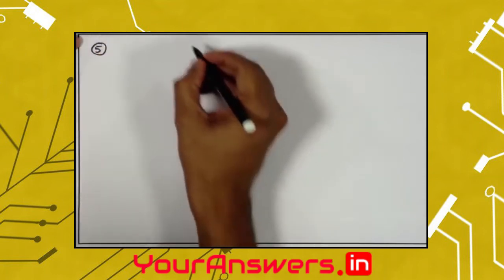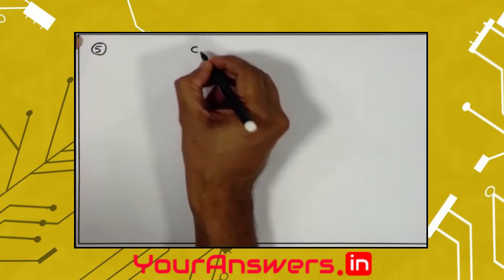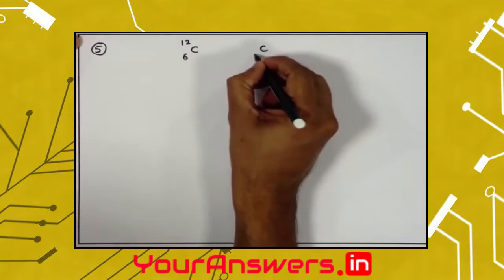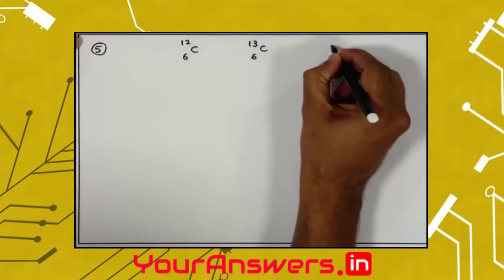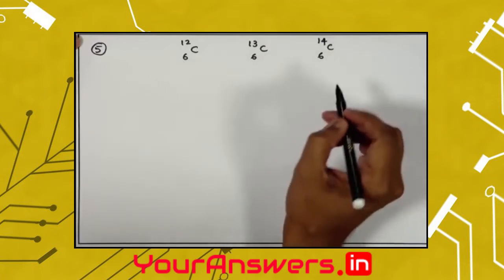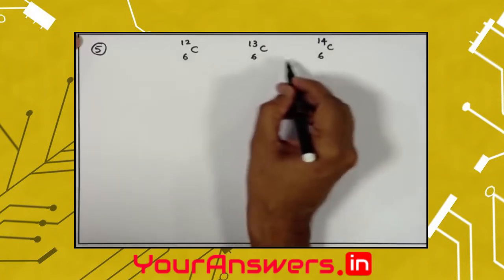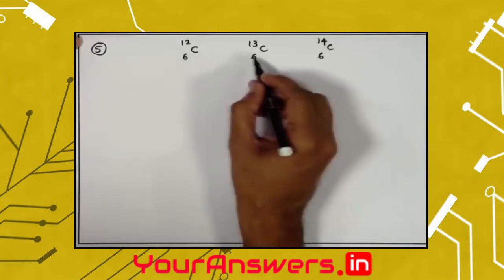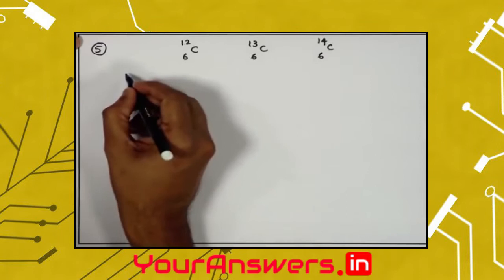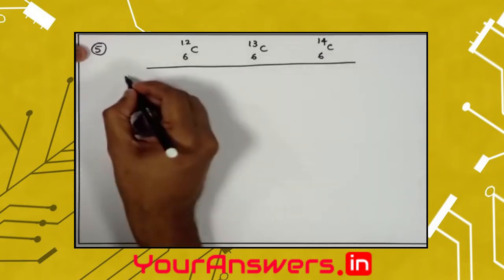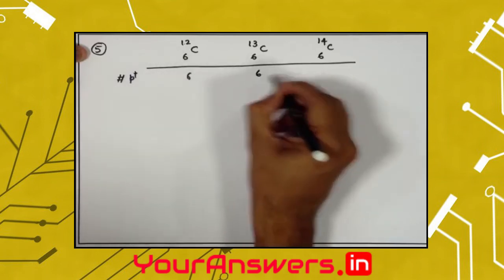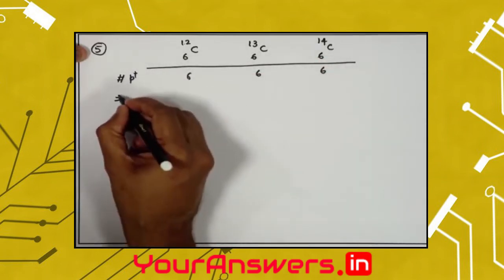Let us now take 3 different atoms: C 6 12, C 6 13, C 6 14. So you see there are 3 different carbon atoms. In each of them, the Z, the atomic number, is 6, the mass number varies from 12 to 13 to 14. Alright, let us establish the number of protons. Of course, 6, 6, 6 because this is the Z value. Number of electrons.